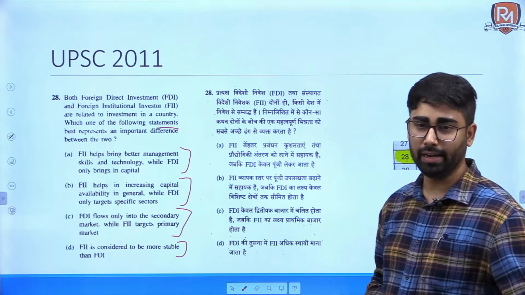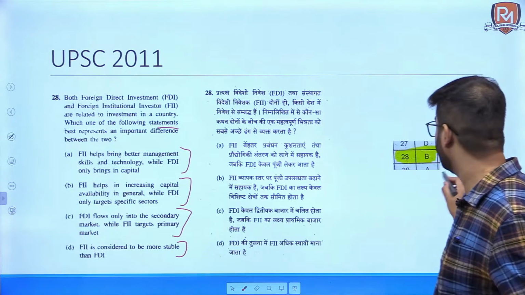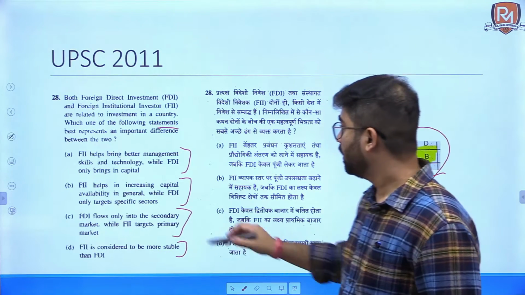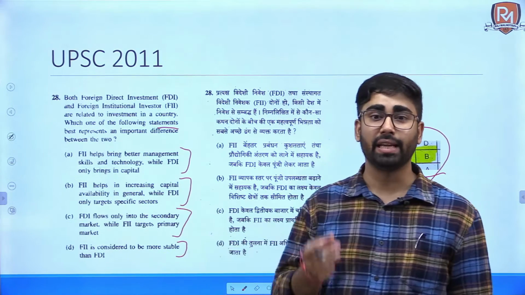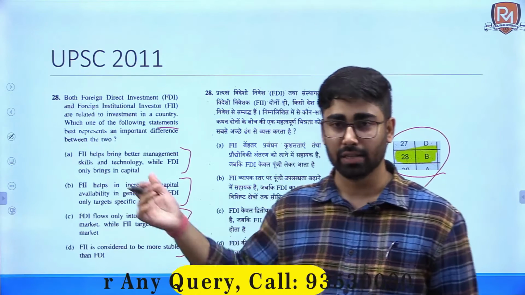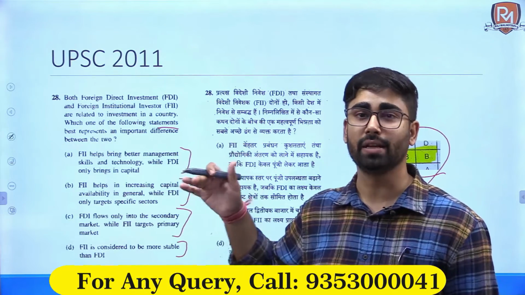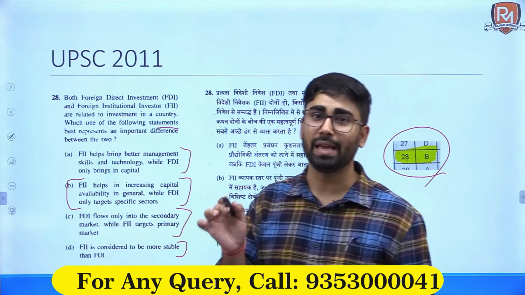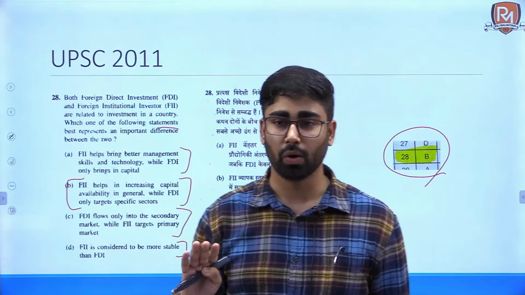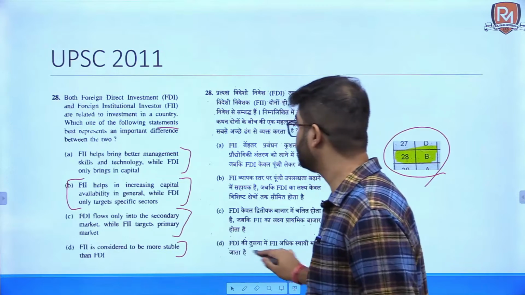Nice, it's great. The answer is B only as per the answer key of UPSC. FII helps in increasing capital availability in general, while FDI targets only specific sectors. This is one of the characteristics and differences that we discussed between FII, FPI and FDI. Okay, so now let's move on.